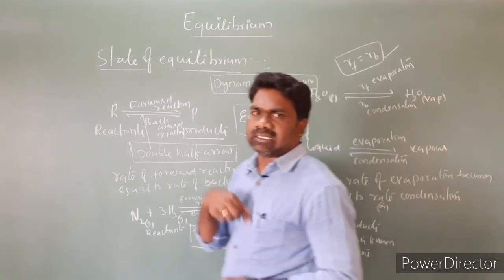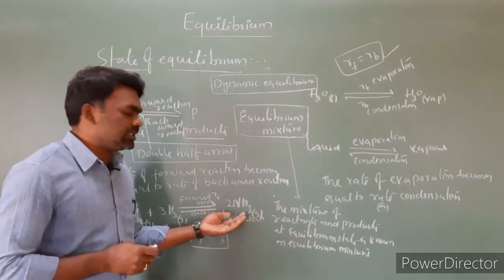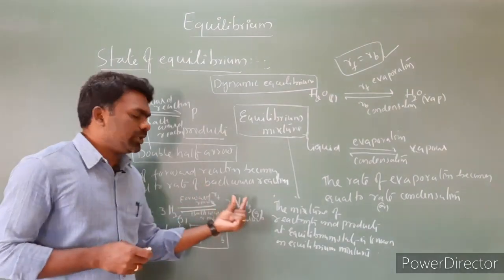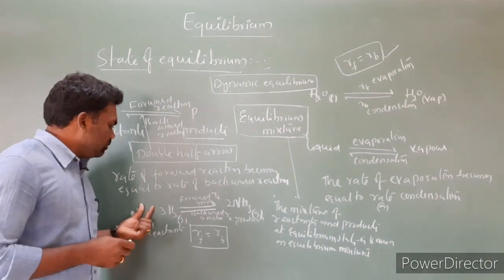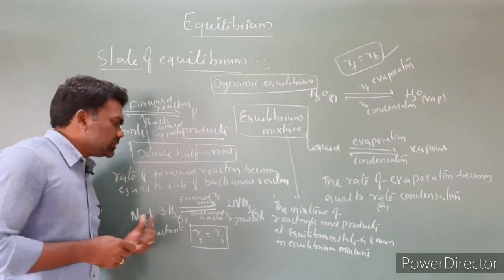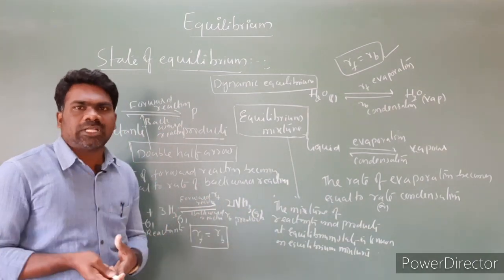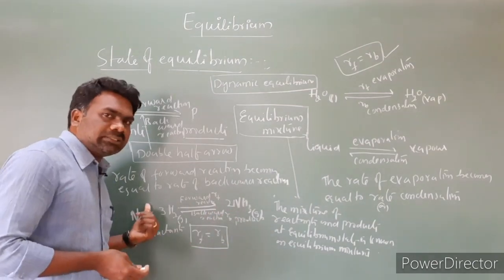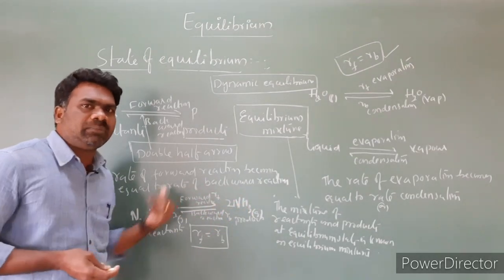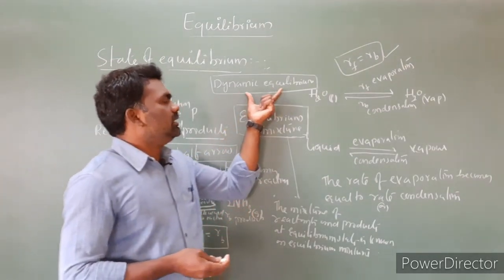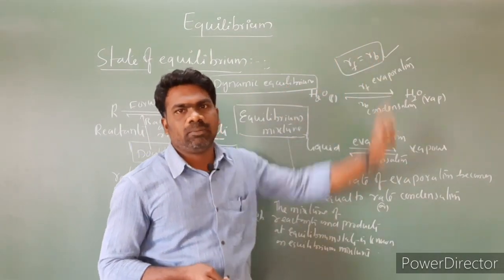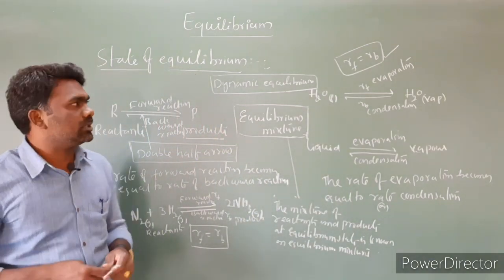Continuously, reactants are converting into products and immediately products are converting into reactants. Suppose 1 mole of reactant converts into product, and the same 1 mole of product converts into reactant instantaneously. So the concentrations of reactants and products do not change with time and remain the same. The process continuously takes place like this, so equilibrium is dynamic in nature. Dynamic equilibrium is nothing but the rate of forward reaction becoming equal to the rate of backward reaction.